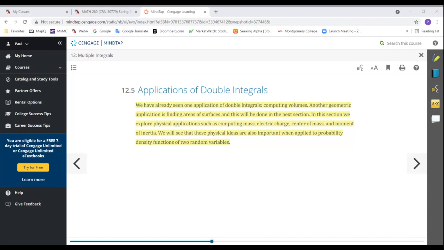How many have maybe seen moment of inertia in one of their classes? In a physics class? Okay. Christopher and Ryan have. All right. And wow, both Christophers. So we see that these physical ideas are important when applied. So I want to just give you a little guided tour of section 12.5, but I want to bring up the whiteboard just for a moment.